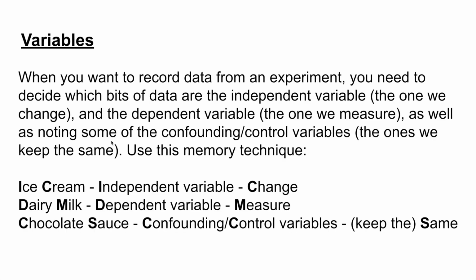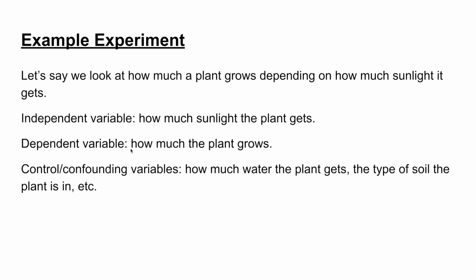Also, in an experiment, you want to keep some factors the same, so you won't unfairly change the results. These factors are the control variables, sometimes called the confounding variables. For example, in the plant experiment, the control variables might be the amount of water the plant gets, the type of soil the plant is in, etc.